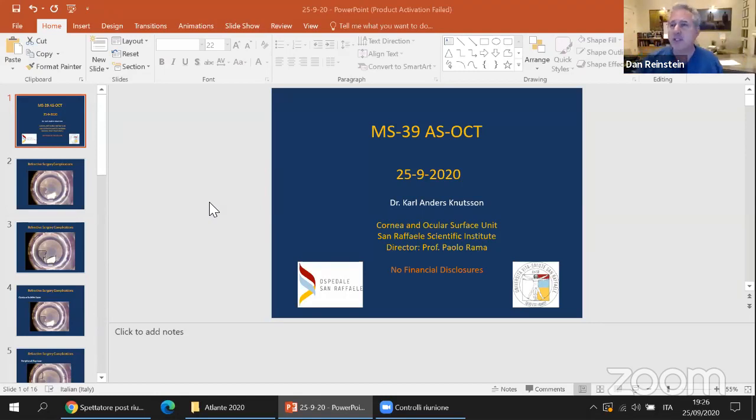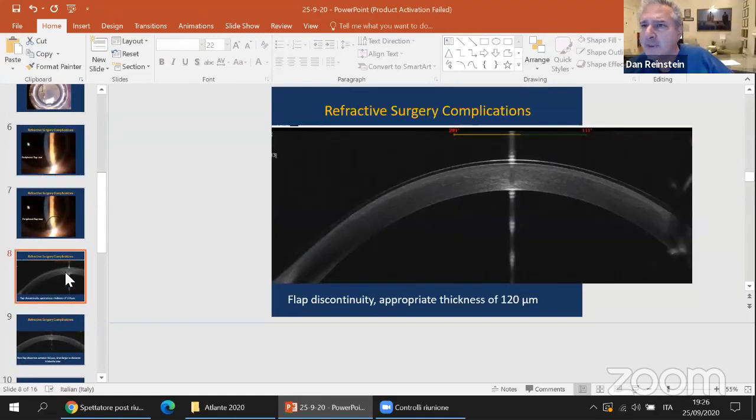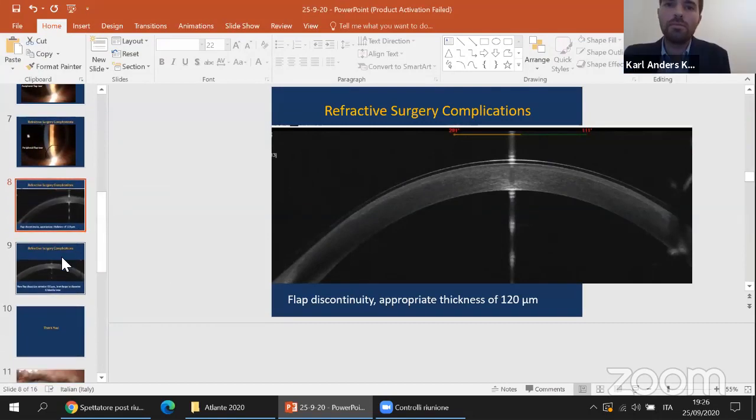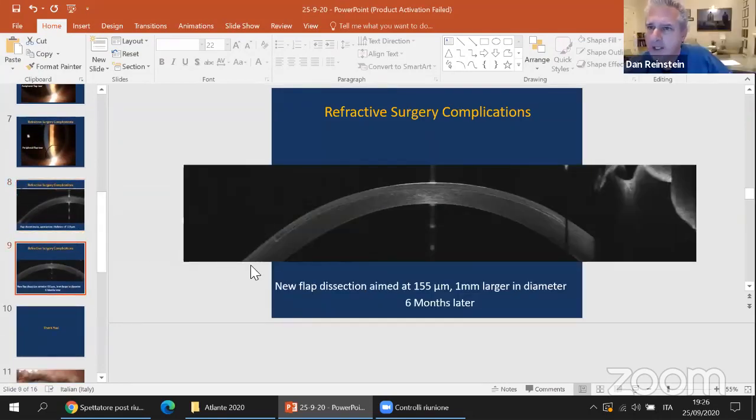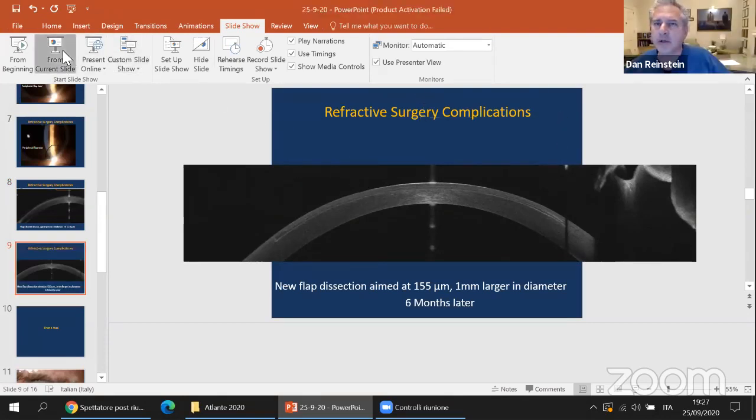I mean, can you look at the OCT? Go back to your OCT. I was looking at it very carefully when you put it on. Give me the OCT of the, no, that's with edema. You have a contact lens on top of the cornea there, right? Show me the one where you cut the flap again. Yeah, that one, okay. So put that on big. Full screen. Yeah, I'm trying. From current slide. Yeah, okay.